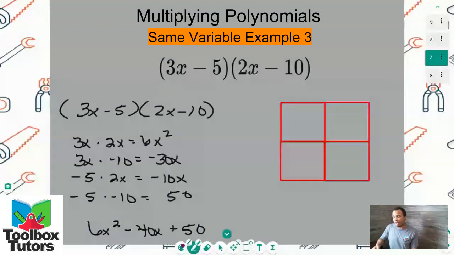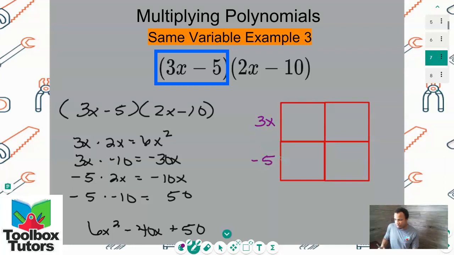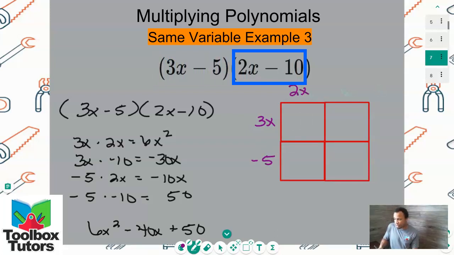Don't forget, for the area of the box method, you have to draw this shape. All it is is a square or a rectangle with a line going straight up and down the middle, and a line going horizontally across the middle. So first we have our first terms, 3x minus 5, going on the left side of these boxes. Next, what we have in the second parentheses will go across the top, 2x being over this box, negative 10 being over this box.